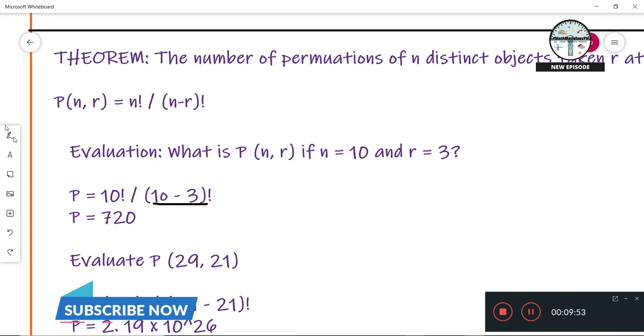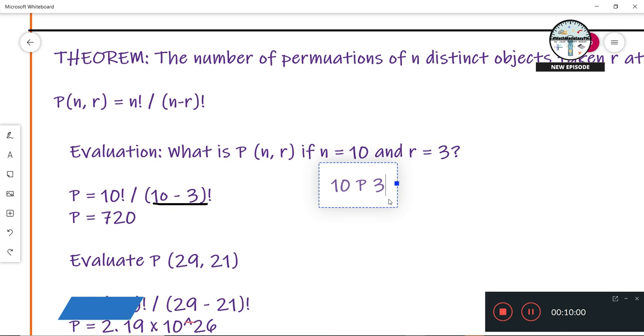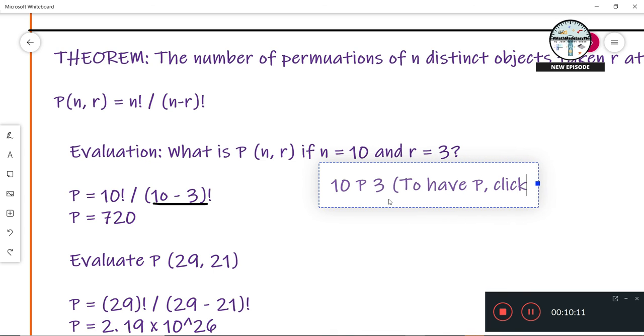So, ito dapat i-type nyo. 10P3 sa calculators niyo. So, para maglabas si P, shift, plus yung button na nCr. Ganun lang siya.